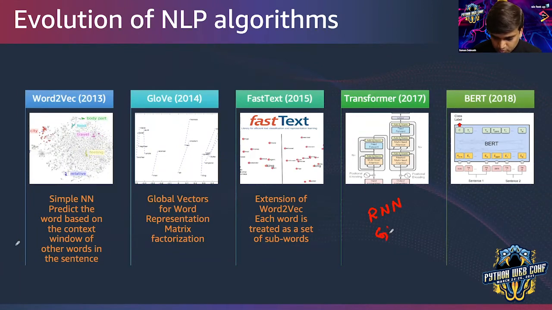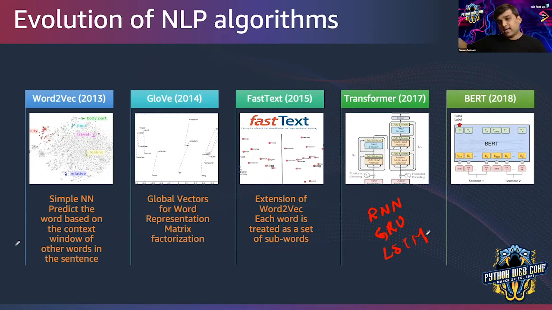Then GRU, then LSTM. So these are all based on a recurrent neural network, where given a sentence, it used to take one sentence at a time, and one word at a time, and try to predict the next word in that sentence, right? So it used to go from either left to right or right to left.